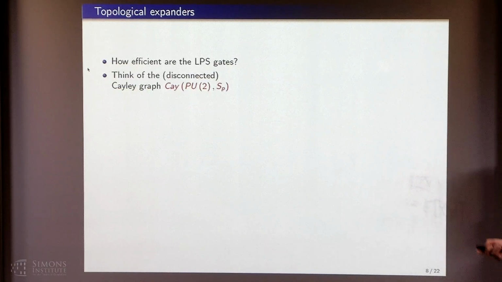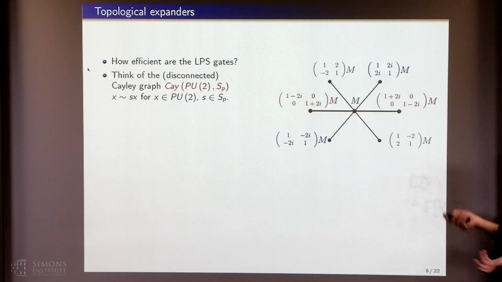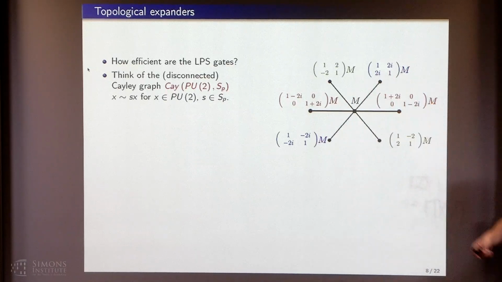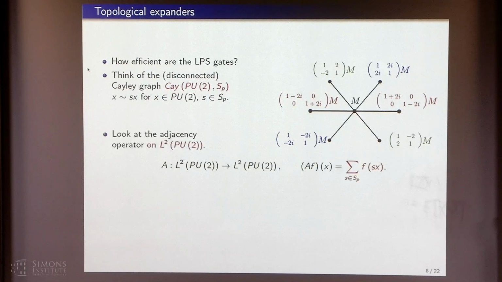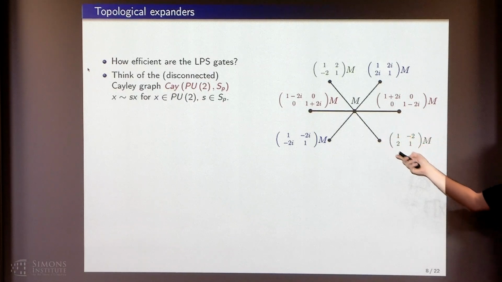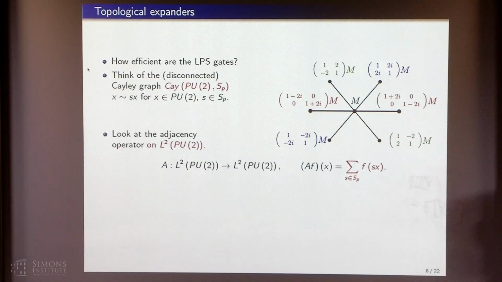So this is an uncountable graph. Of course, it's disconnected. Every connected component is countable. But I connect every x to Sx for every x in PU2 and S in this generating set. So from every matrix, I have 6 edges going out, corresponding to these 6 elements. And I want to think about the spectrum of the adjacency operator. If I would just think about the adjacency operator, this is very disconnected. It's not an expander in the classical sense.